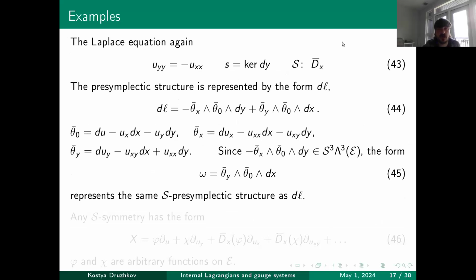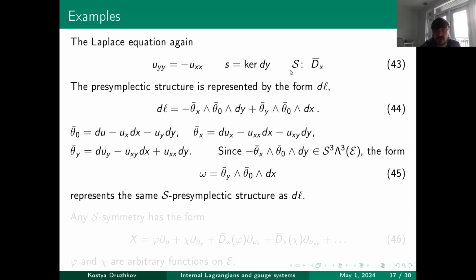Let's consider some examples. First of all, let's consider the Laplace equation again. We know that in the case of the Laplace equation, we do not want to face something like LS gauge symmetries because everything is fine without them in this case, right? So let's consider the Laplace equation again.